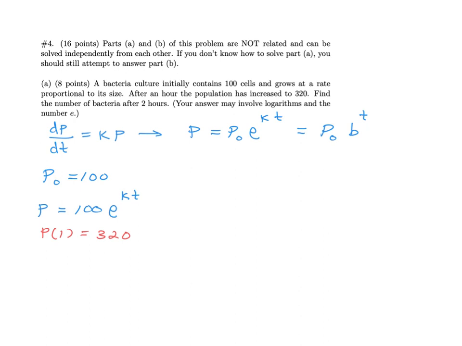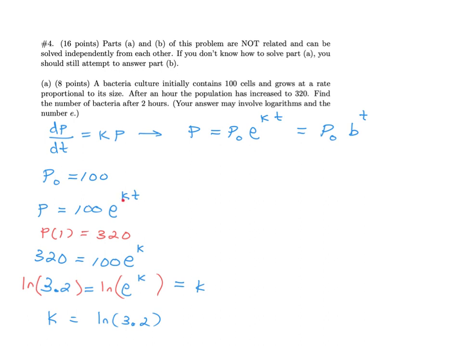We can enter this information into this equation, leaving k as the only unknown which we can solve for. That is, if P is equal to 320, then t is equal to 1, and this equation becomes this. A 1 in place of t I won't write. To solve for k, I'm going to divide both sides by 100, which yields 3.2 is equal to e to the k. And here I'm going to take the natural log of both sides. The reason being, the natural log and e are inverses, and this cancels to just k. And that means k is the same thing as the natural log of 3.2.